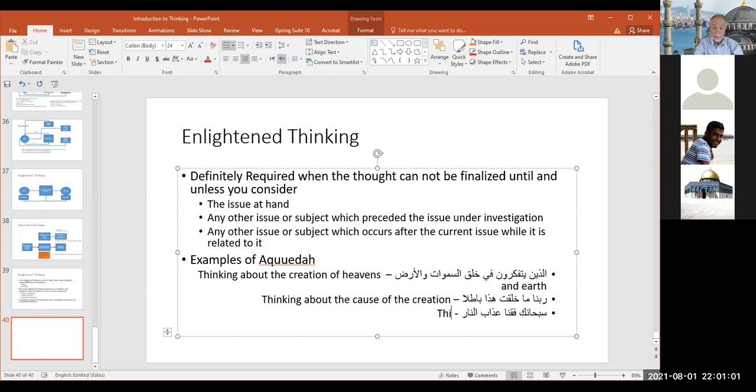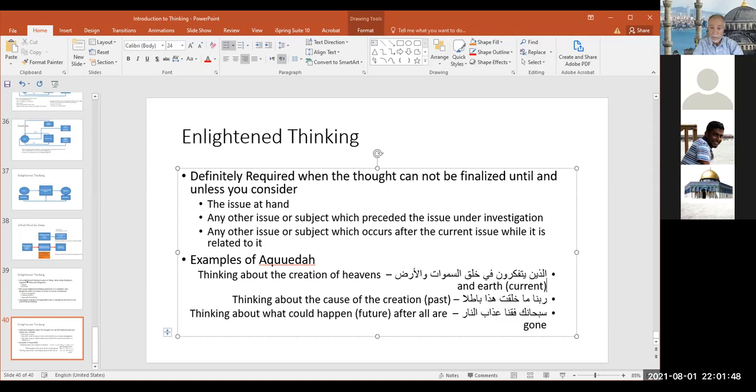Here, thinking about what could happen after all are gone. Now, this all are gone is my wording. But this is thinking about what could happen in the future. Okay. And here, past. And here, actually, current. Okay. So this is how the issue of the thinking, the thought of Aqidah is enlightened.